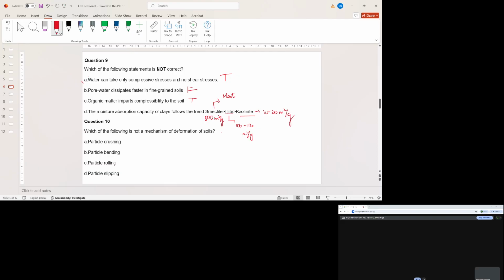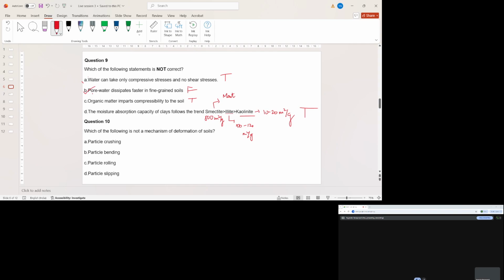So moisture is more absorbed in smectite, followed by illite and kaolinite. Hence this statement is true. So the false statement, which is not correct, is option B. So this is the answer.